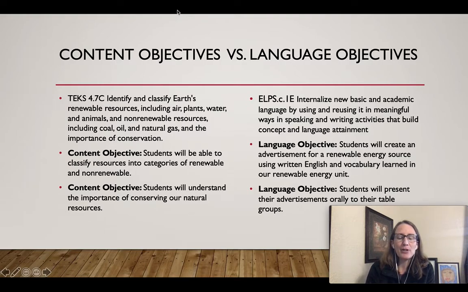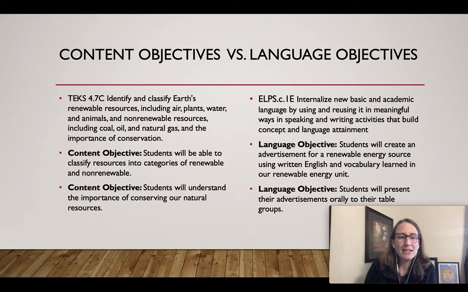This is an example of some content and language objectives and also some TEKS and ELPs that I pulled up just for an example to use with you all. So let's just take a look. These are fourth grade TEKS or TEKS. You might hear them referred to in both ways. Just depends on how you choose to say that. That I pulled from the fourth grade standards. So these are your content standards that you would be teaching as a fourth grade teacher.